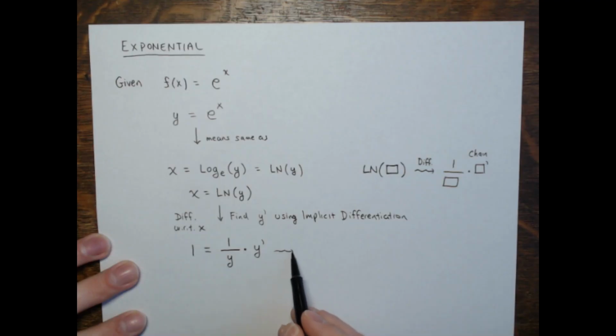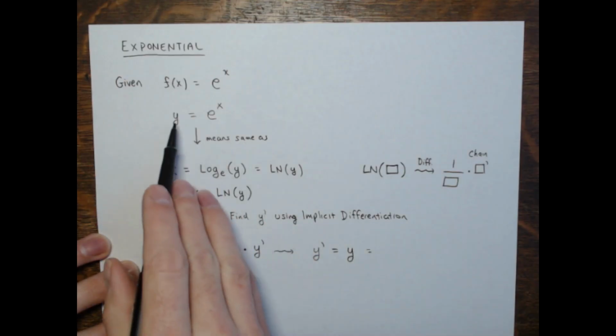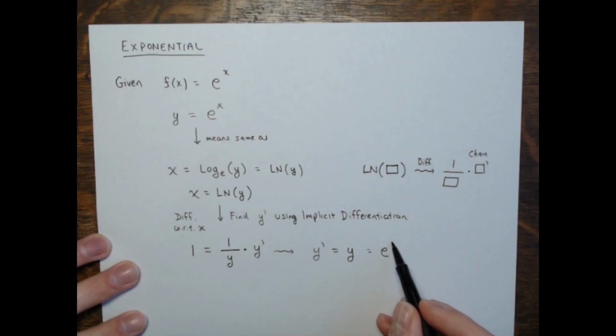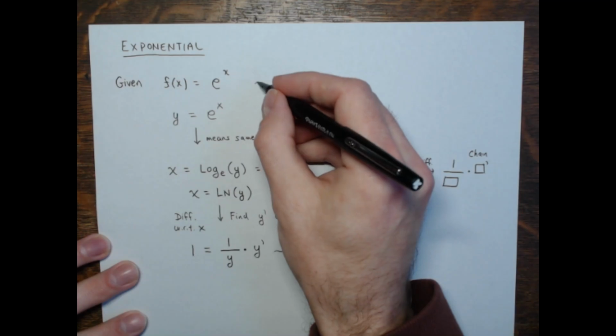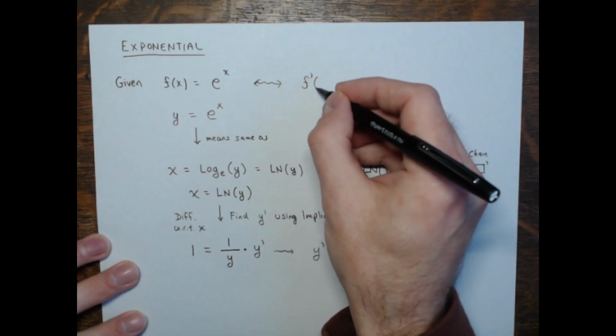Then afterwards, chain rule applied, times y prime. And then if you were to solve for y prime, all I would have to do to get y prime alone here is multiply by y, and 1 times y is y. And look, y prime is exactly the same as y, which was initially this e to the x. So this is a function whose derivative is equal to itself. All right, so that's huge. That is very nice.